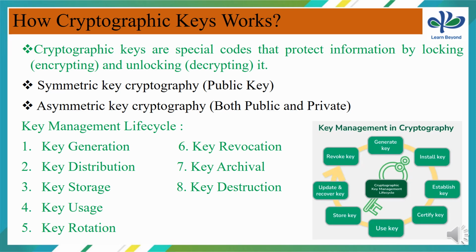So the life cycle of the key management system deals with nearly 7 to 8 steps. One is key generation, next is key distribution, third is key storage, fourth is key usage, then key rotation, key revocation, key archival, and key destruction. So this is how key management happens.